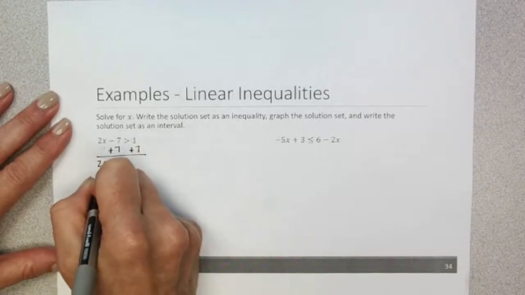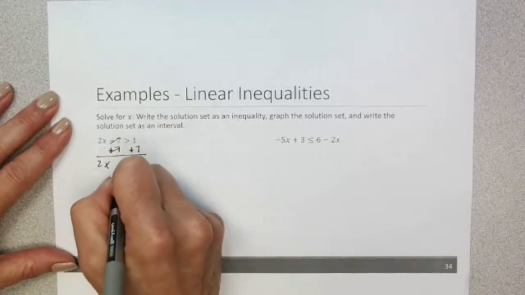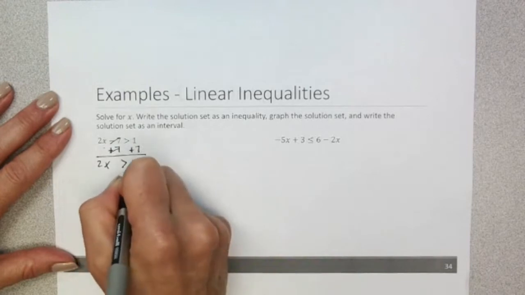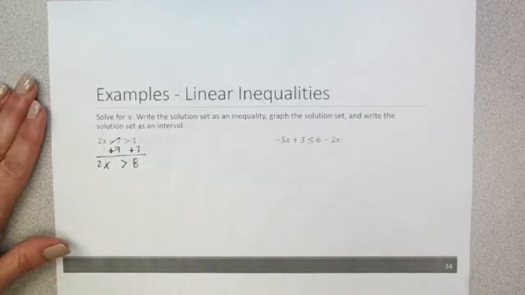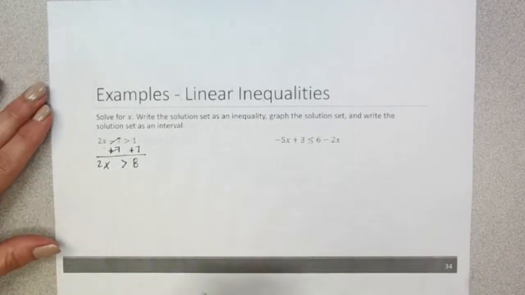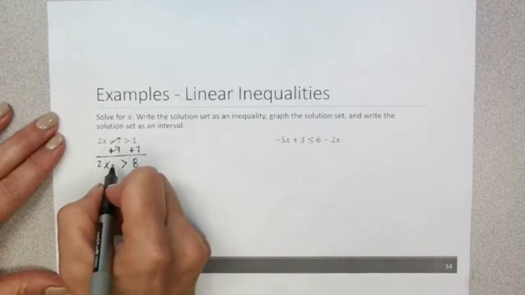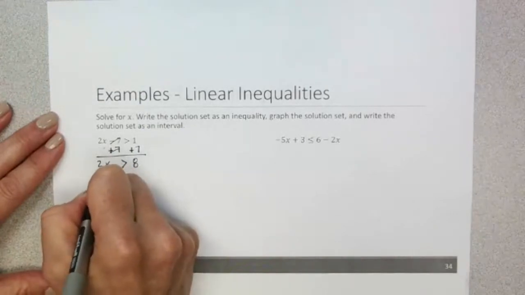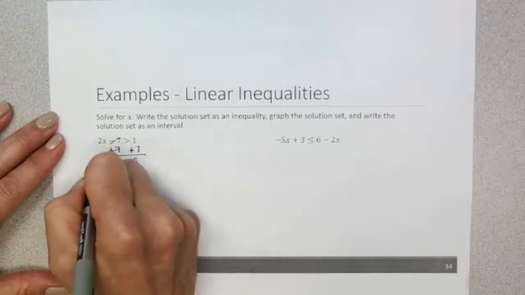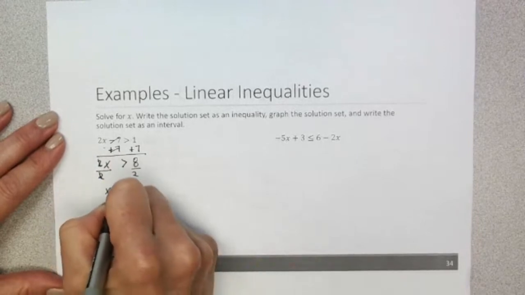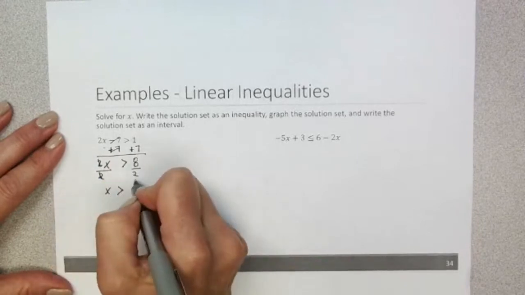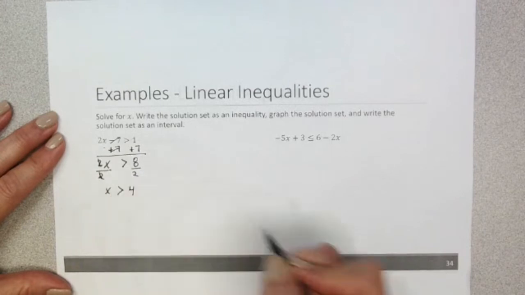So now we have 2x, these 7's cancel out. 2x is greater than 1 plus 7, or 8. To finish solving this inequality, we need to divide both sides by 2, because we don't want 2x, we just want x. So then we have x is greater than 8 divided by 2, which is 4.